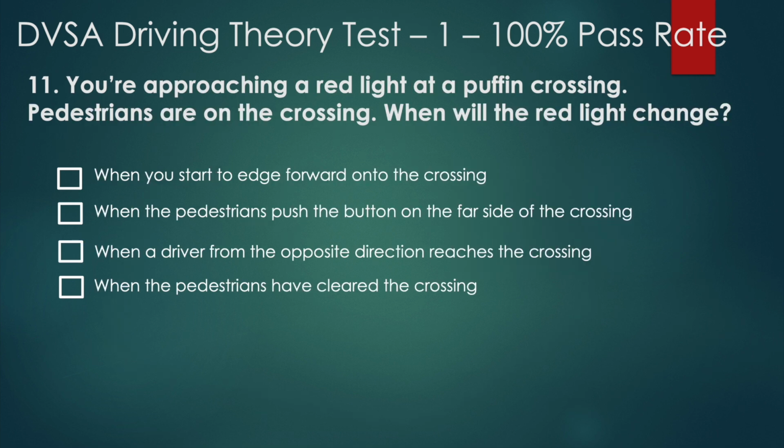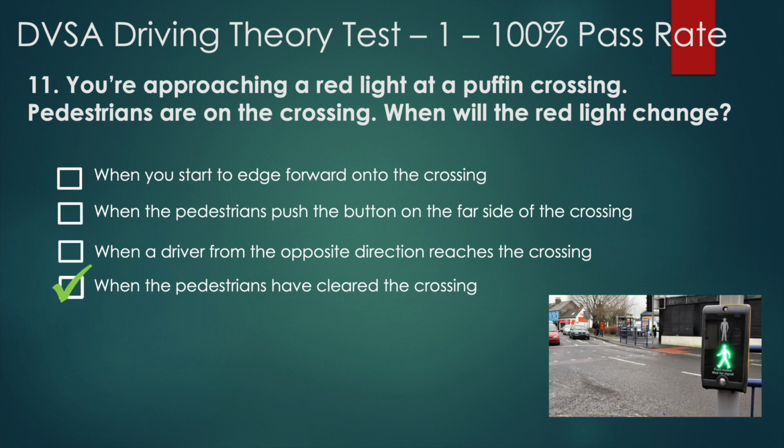11. You are approaching a red light at a puffin crossing. Pedestrians are on the crossing. When will the red light change? A. When you start to edge forward onto the crossing. B. When the pedestrians push the button on the far side of the crossing. C. When a driver from the opposite direction reaches the crossing. D. When the pedestrians have cleared the crossing. And the answer is D. When the pedestrians have cleared the crossing. Many might have seen the signal shown in the picture on the bottom right. This is known as the puffin crossing.